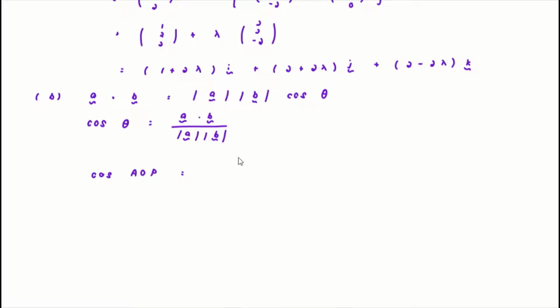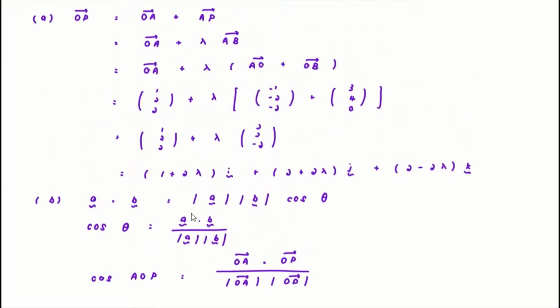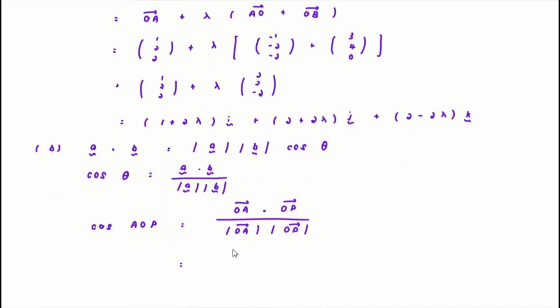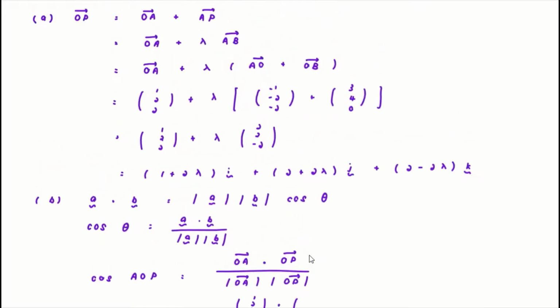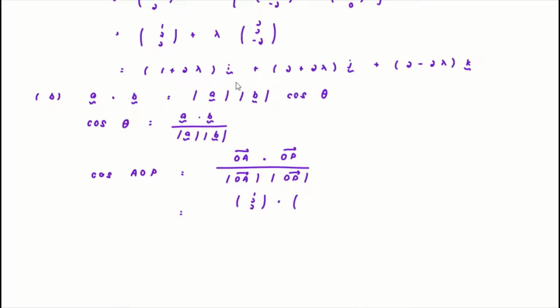Which means it is OA dot OP over modulus of OA multiplied by the modulus of OP. Okay, so let's start with OA first. We have OA already, which is (1, 2, 2). You can try to use a matrix, but let's write down everything here first. (1, 2, 2). And then here we have OP, which is what we got from part A, so it's the whole thing here.